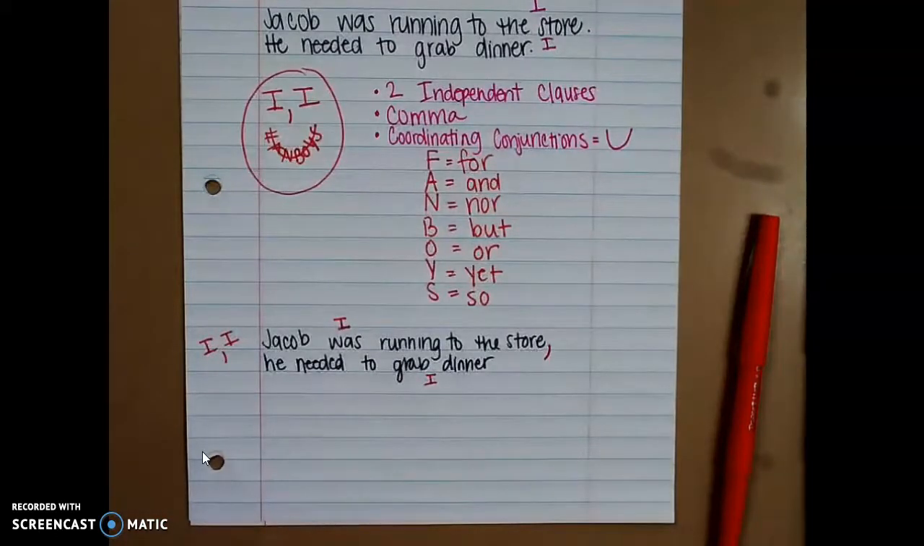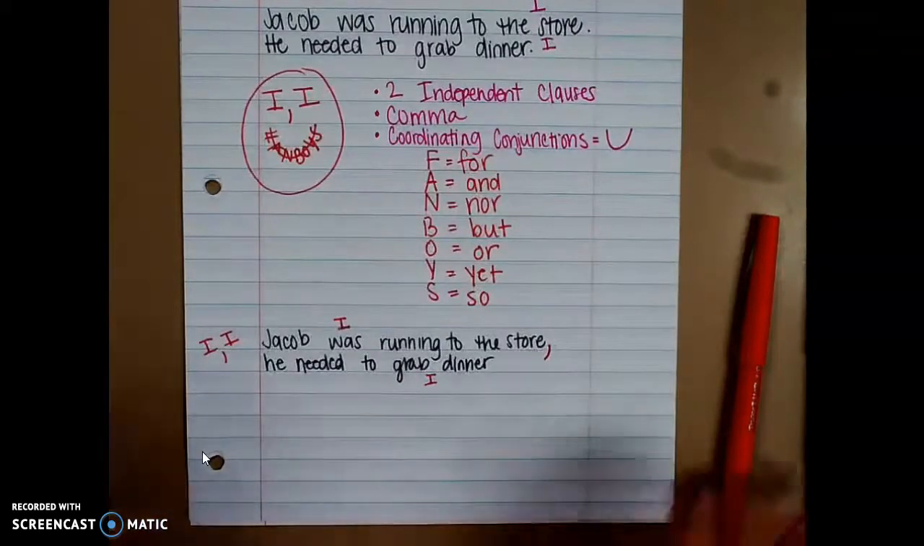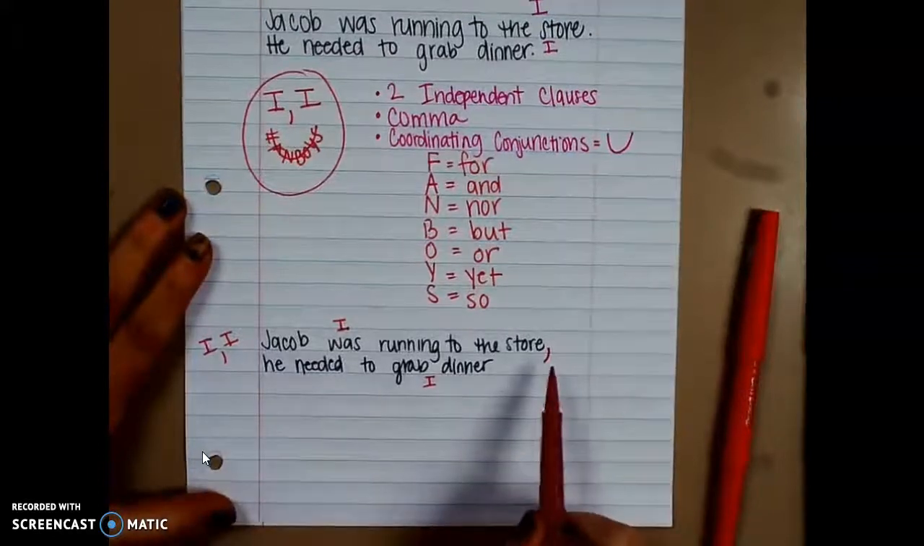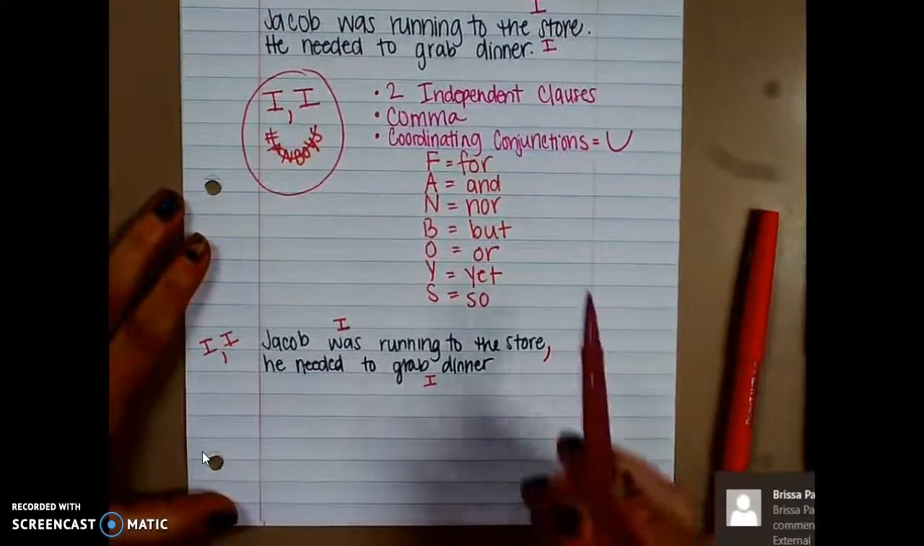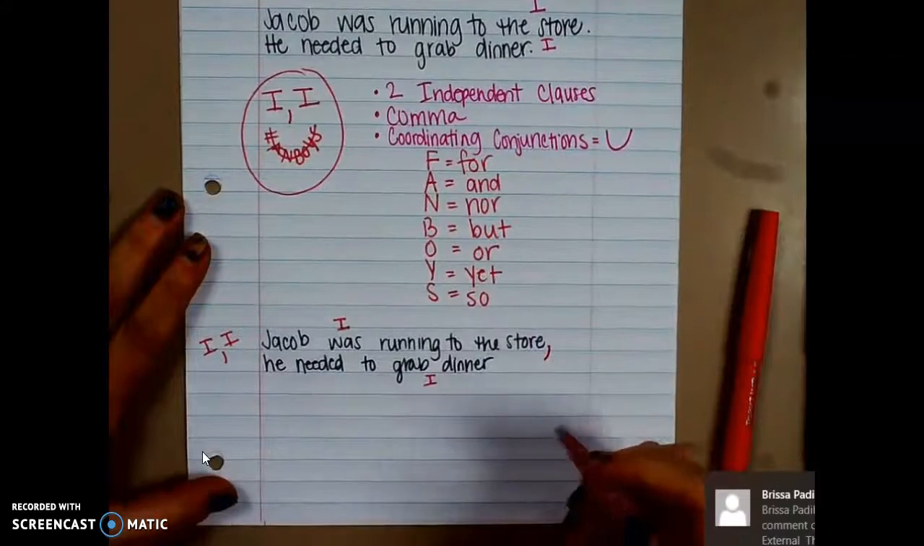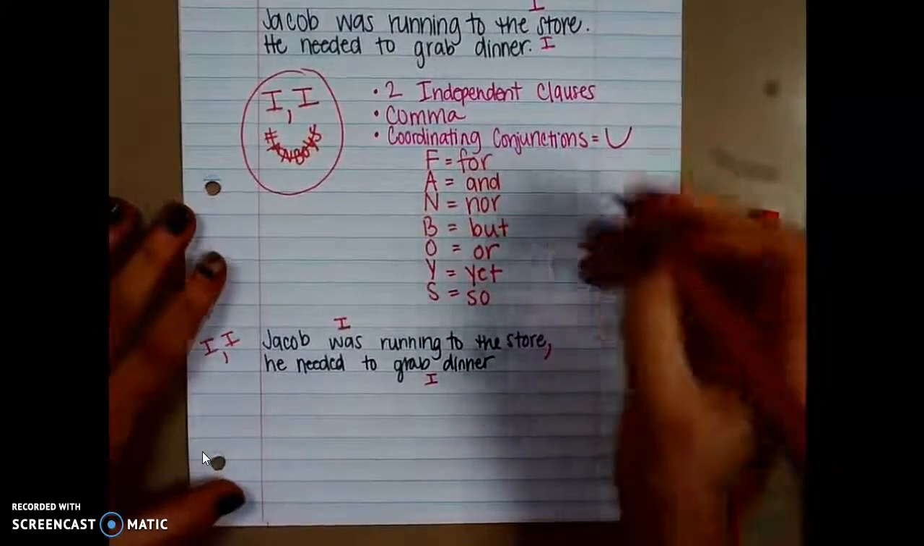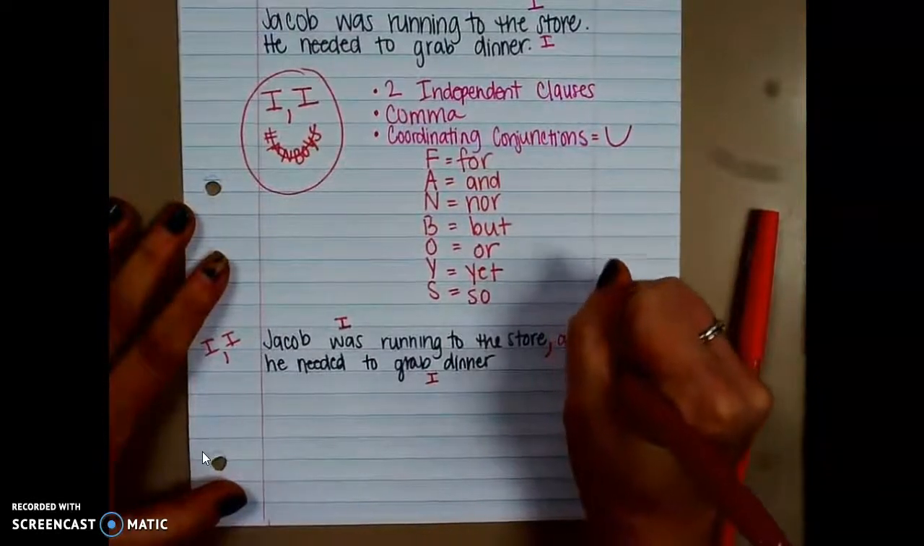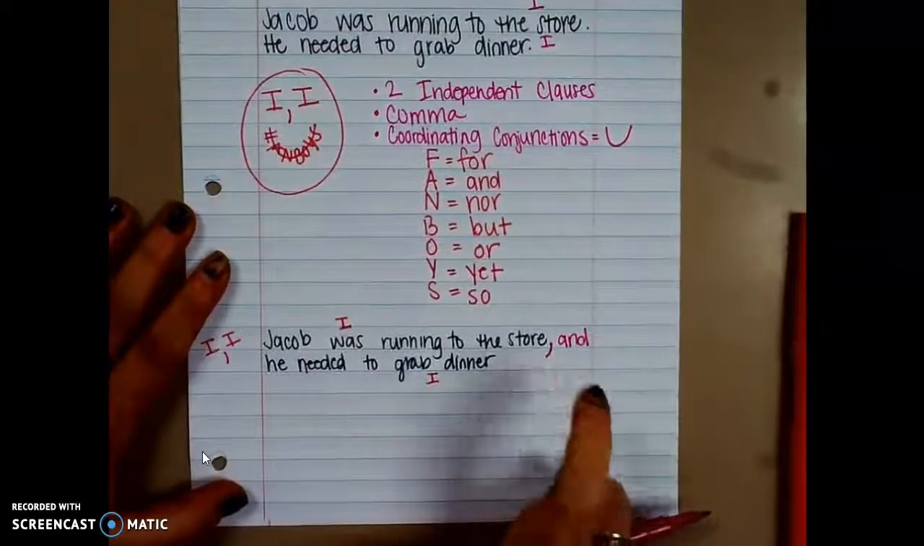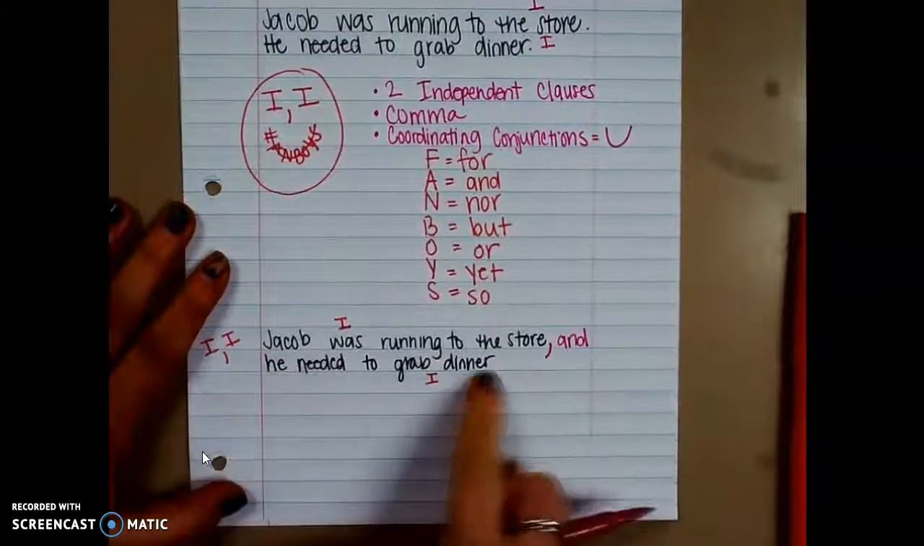And if you watch the vocabulary video, you'll learn the meaning of all of them. So if I'm going to say Jacob was running to the store, I can't say, yes, he needed to grab dinner. I would have to choose one that would go with it. So instead, I'm going to choose "and" for today. So Jacob was running to the store, comma, and he needed to grab dinner.